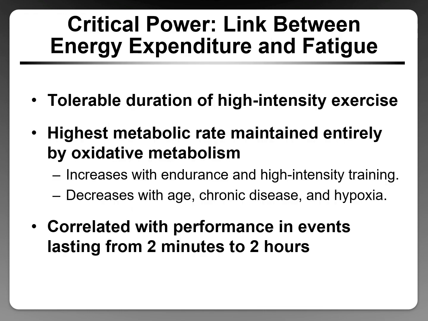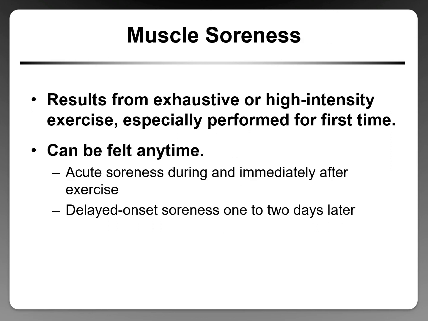So there is a link between energy expenditure and fatigue. This is the tolerable duration of high intensity exercise, our highest metabolic rate maintained entirely by our oxidative metabolism. This tends to increase with endurance and high intensity training, but this also can decrease with age, chronic disease, and hypoxia or low oxygen levels. We can also correlate this with performance in events anywhere between 2 minutes and 2 hours. So we have a pretty strong relationship here.